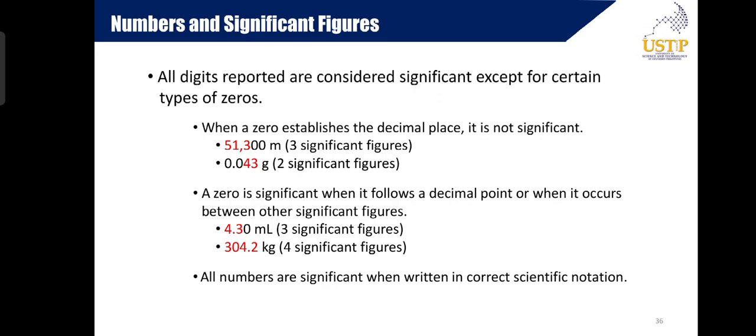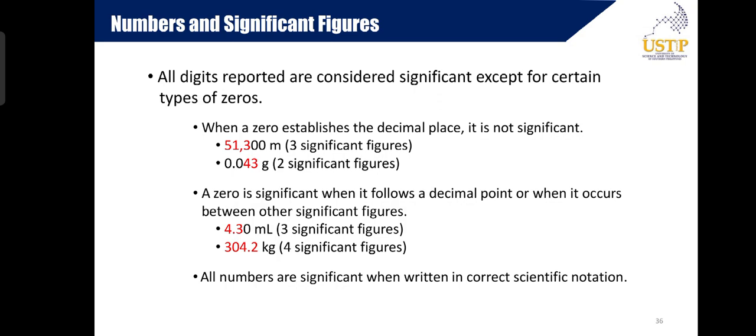All digits reported are considered significant except for certain types of zeros. So when a zero establishes the decimal place, it is not significant. So when you say 51300, there are only 3 significant figures, since the rule says when a zero establishes the decimal place, it is not significant. But if the number is on the right side, it only has 2 significant figures. A zero is significant when it follows a decimal point or when it occurs between other significant figures. So 4.30 ml, we have there 3 significant figures, and 4 significant figures in 304.2, no?